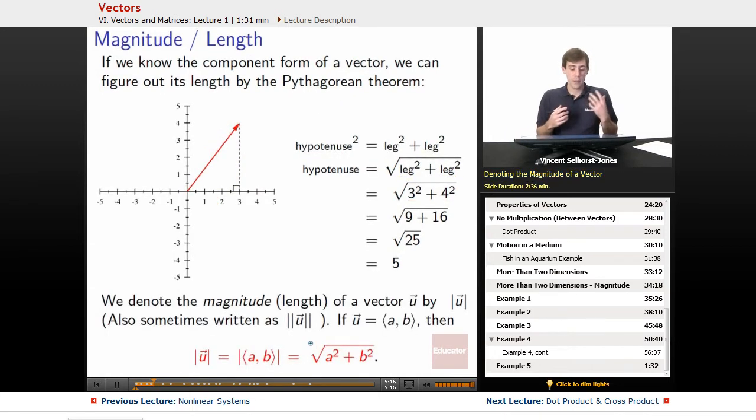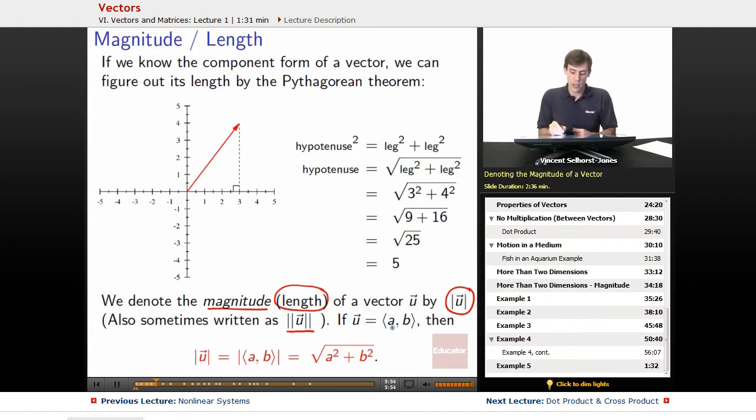When we want to denote the magnitude of a vector, when we want to talk about the length of a vector, we normally use the word magnitude to talk about length, but in either case, length or magnitude, we're just talking about how long the vector is. We normally use vertical bars on either side of it, just like we do with absolute value, and we'll talk in just a moment about why it is like absolute value. Also, sometimes you'll see it written with double bars on either side of vector U. In either case, what we're talking about is how long that vector is if we measured from the origin out to its tip.